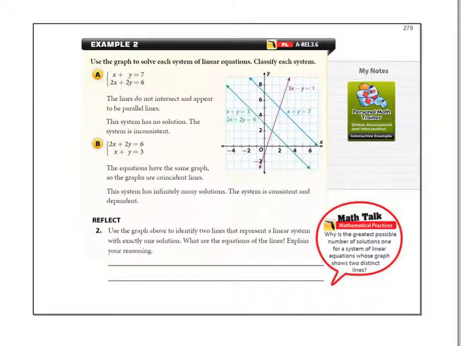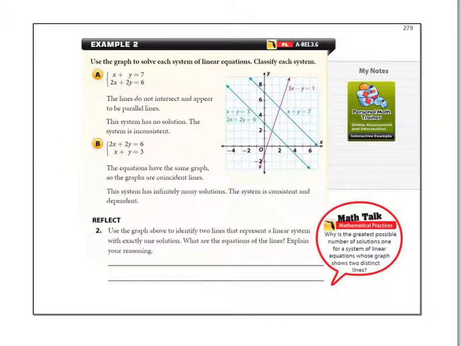Example B, we're dealing with 2x plus 2y equals 6, which is the green line again, and x plus y equals 3, which is also the green line. Well, if they're the same line, then we say it has infinitely many solutions and it's consistent and dependent, because every single point on this line is a solution since the lines overlap.